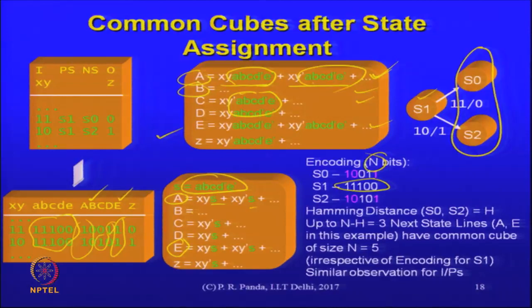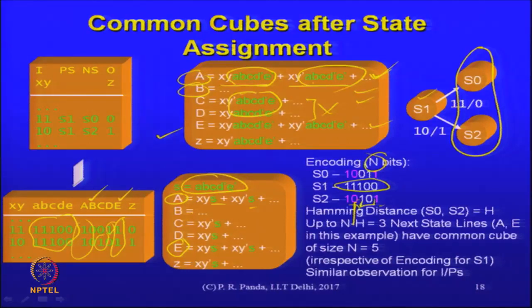So why did we have two? First of all, the bit positions at which the bits are different between S0 and S2 correspond to the C and D, where anyway there is no common cube. So we are restricted to the other three positions that are actually common between the two encodings. Now, even in those three, it turns out that one of them is a 0 and that does not contribute to a common expression there, because we are actually ignoring it.